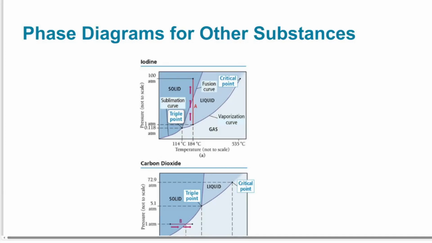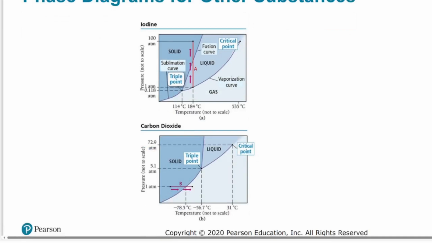We see here some similar phase diagrams for other substances. On the top we have iodine, and you can see iodine also has a triple point, but it's at a different temperature, right? So at 114 degrees C, and a little below atmospheric pressure, we have a triple point for iodine where it exists as a solid, liquid, and gas, but it has a similar phase diagram, but the temperatures and pressures are different. So if we move this way, we can transition across the fusion curve from a solid to a liquid. If we move this way, we can transition from a liquid to a gas.